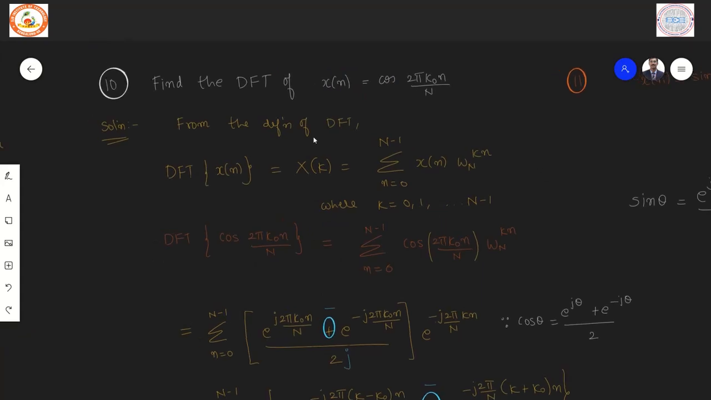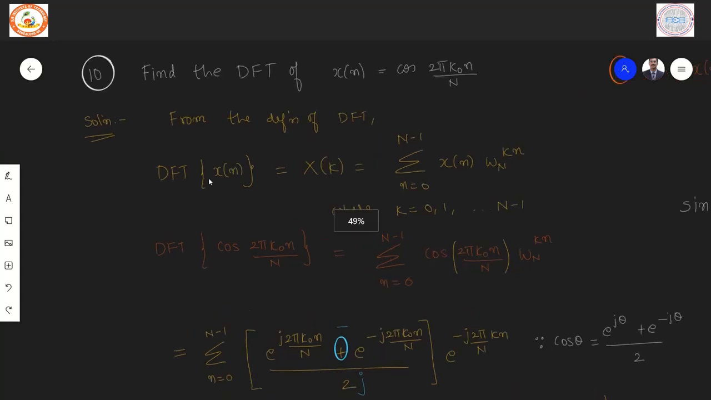The next problem here is to find the N-point DFT of x of n is equal to cos 2 pi k naught n by capital N. Once again here, for the DFT problem, we involve the definition of the DFT, and from the definition we can write the following. Now, x of n is equal to cos 2 pi k naught n by capital N. So we have to substitute the value of x of n. So changing x of n, this is what we get.